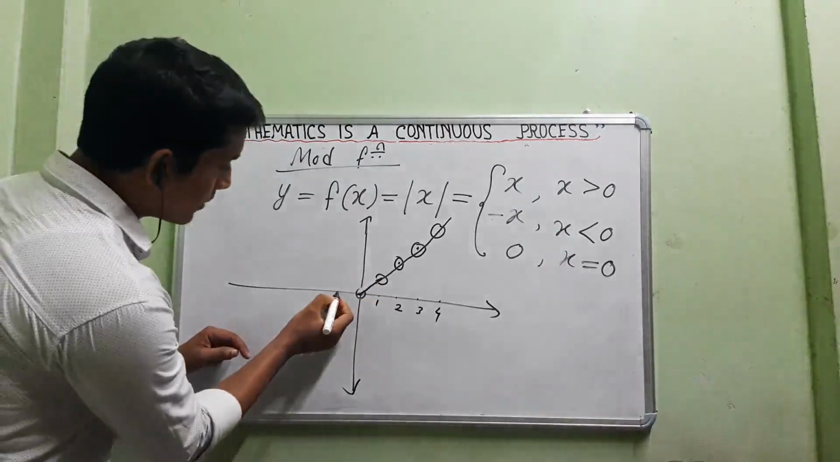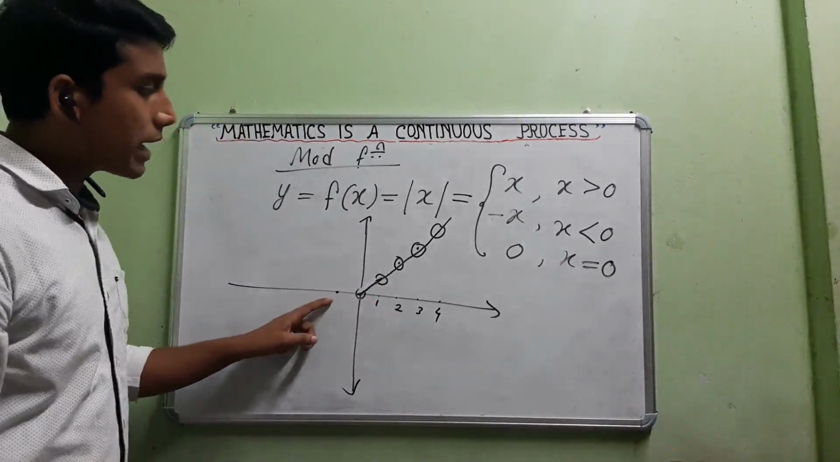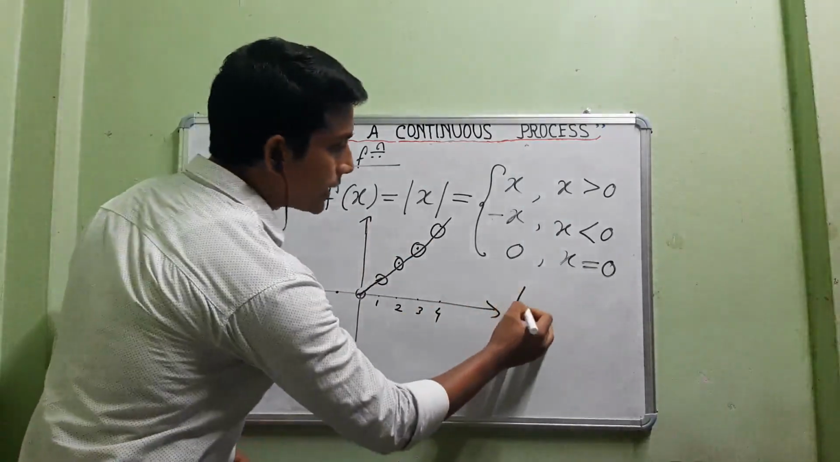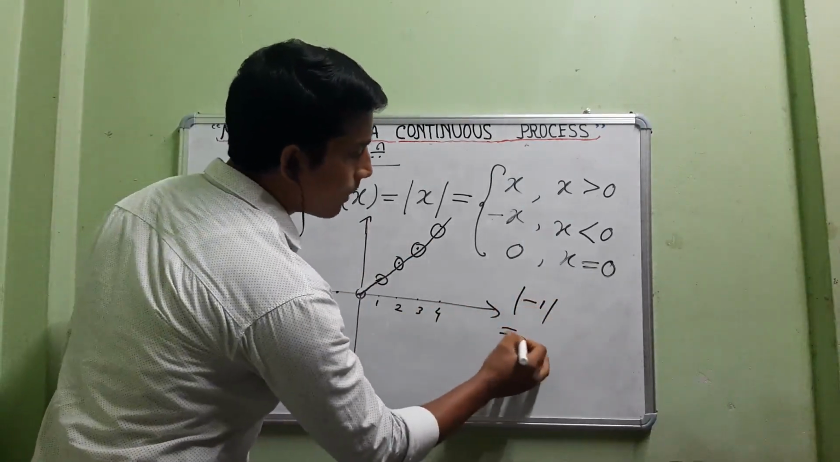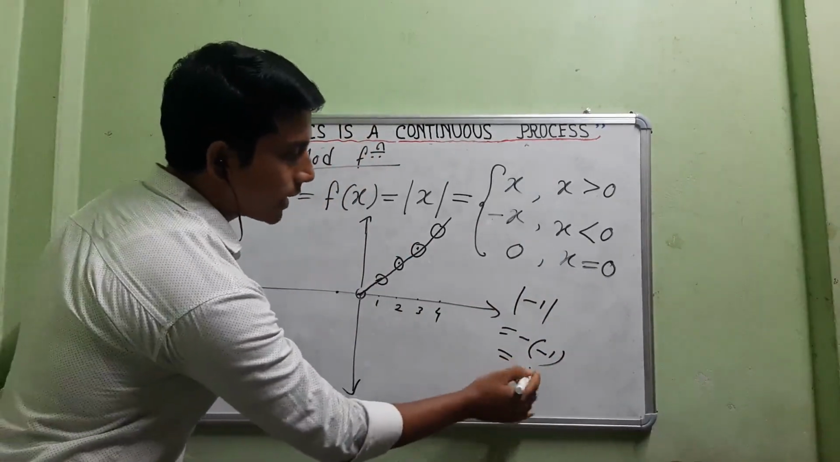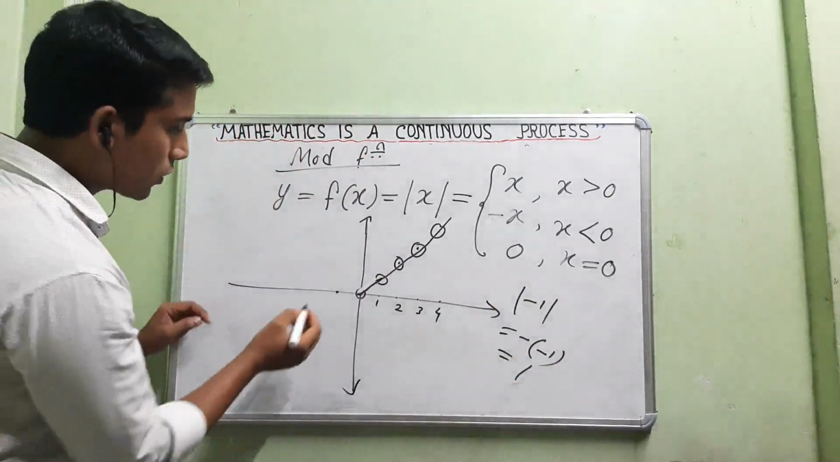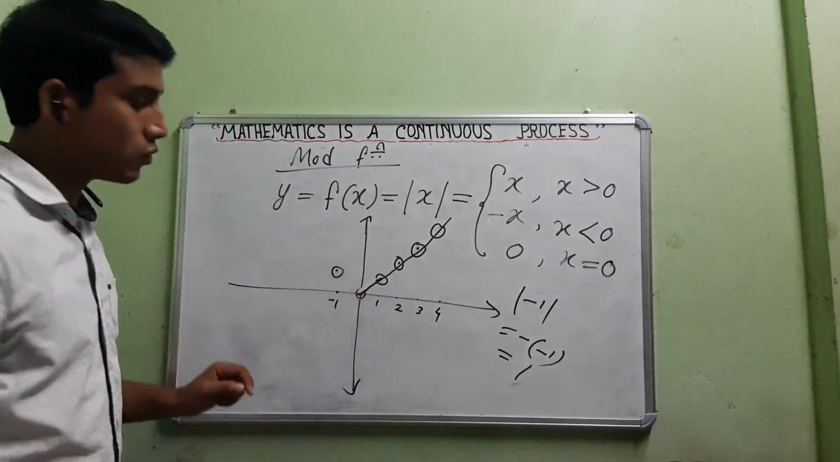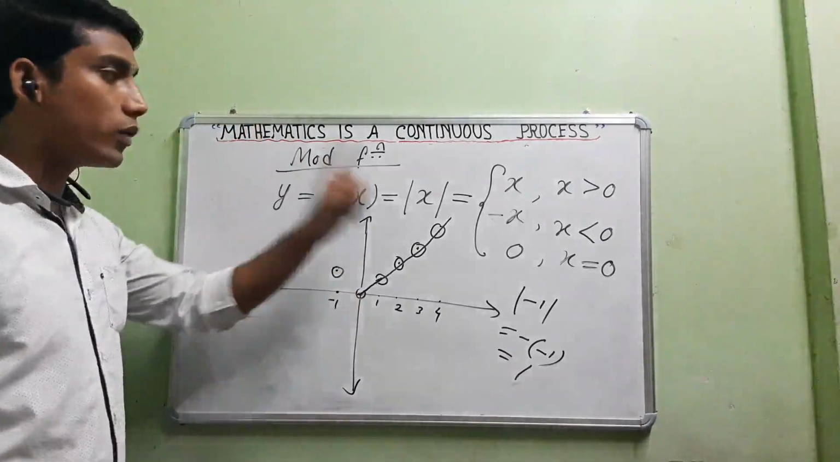Suppose I am taking minus 1. Inside the mod, minus 1 will give minus of minus 1, which makes it positive again, so it will be 1. So at the point minus 1 also, the graph is giving 1. Y is positive only. Y will always be positive.